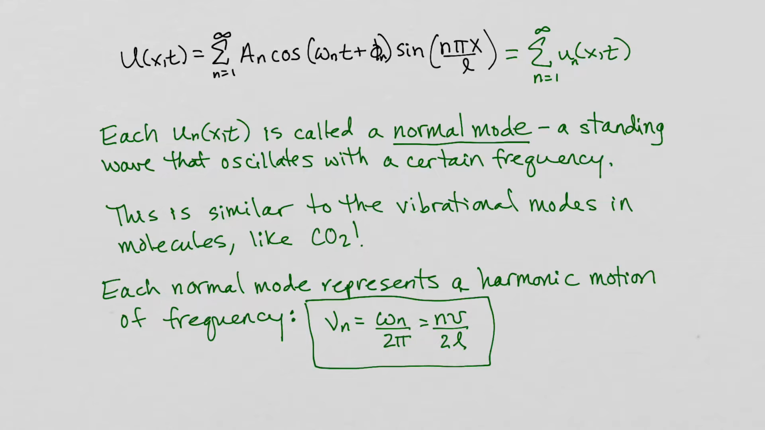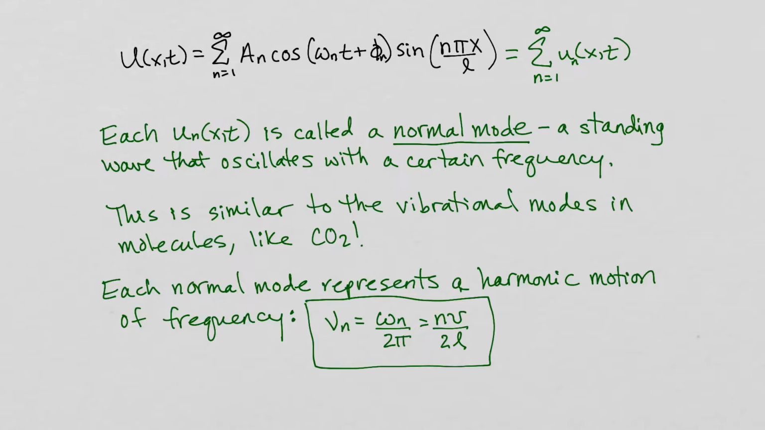Okay, so taking a look at this new form of our general solution, remember that u of x of t that we've now come up with is essentially the same as saying it's the sum of all of our individual modes that are solutions to our equation. Okay, so remember each one of these is a normal mode. So this is similar to the vibrational modes in molecules. Like CO2, you have your symmetric, asymmetric vibrations, your bends. Each one of those molecular motions is essentially one normal mode.